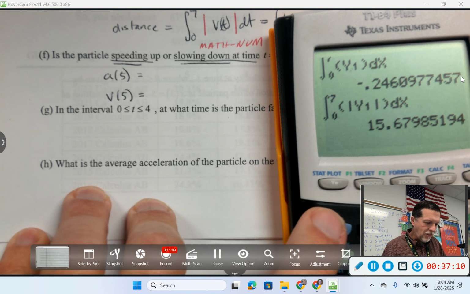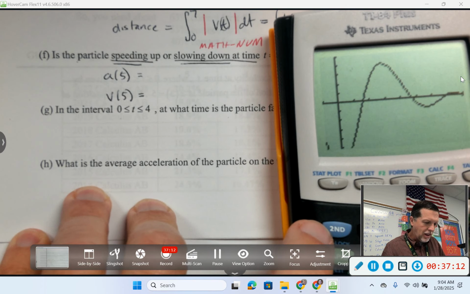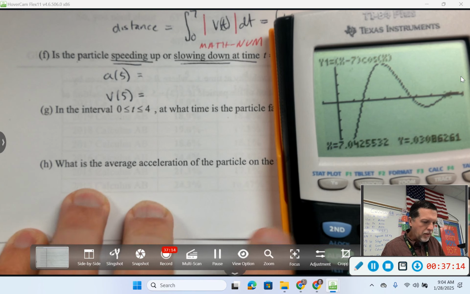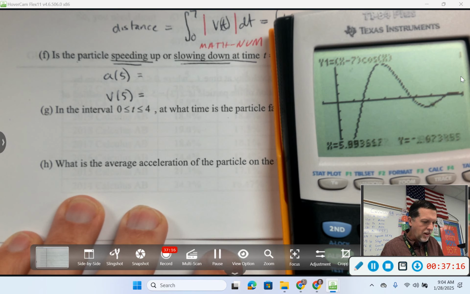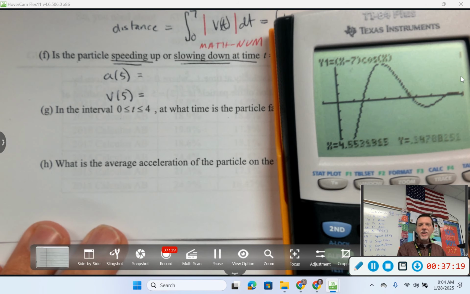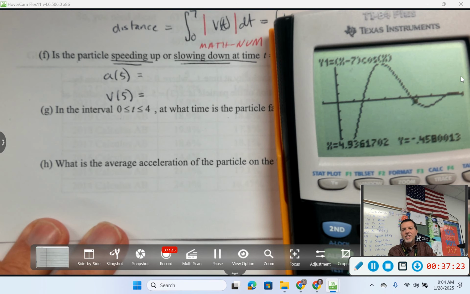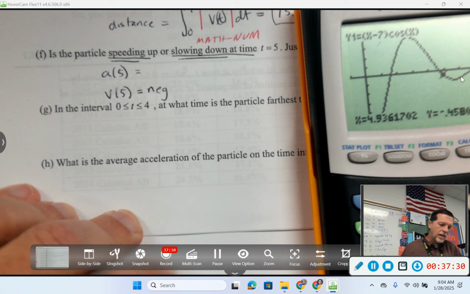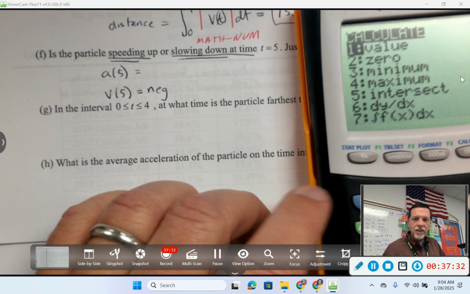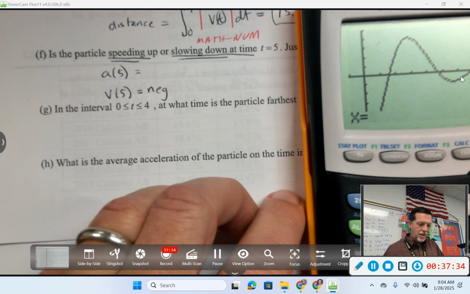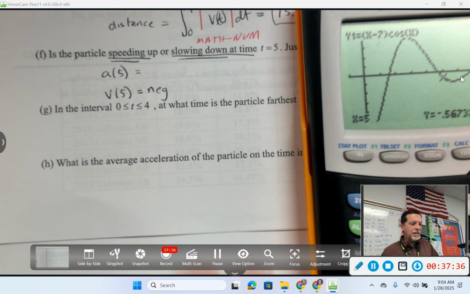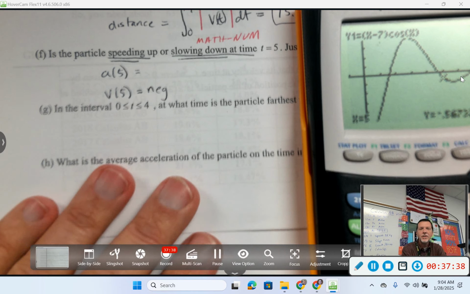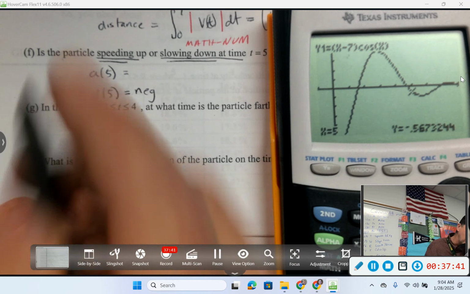So let's see, V of 5, that's easy. There's a bunch of different ways to get V of 5. Especially since all you need is whether it's positive or negative, you can just look on the graph and see that V of 5 is negative. That would be the easiest way to do it. Now, maybe a fancier way would be second calc value at 5 and find out exactly what it is, but we don't really need to know exactly what it is. It's negative, and that's good enough.